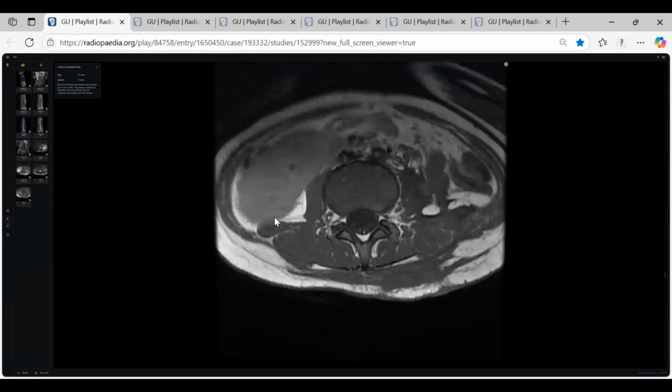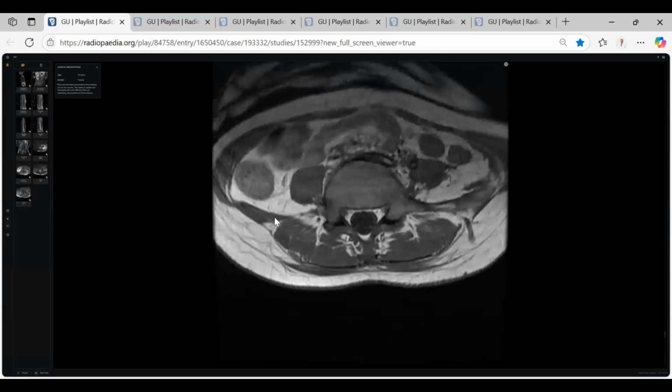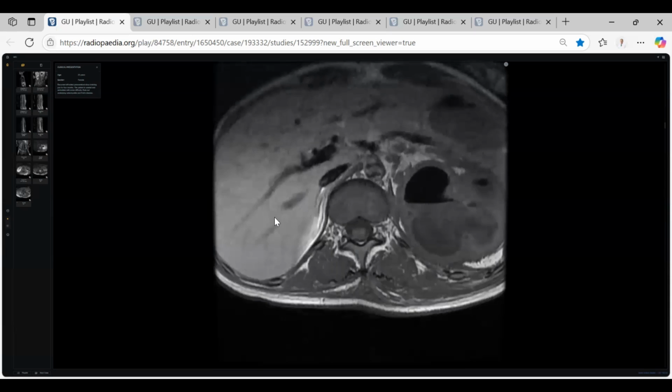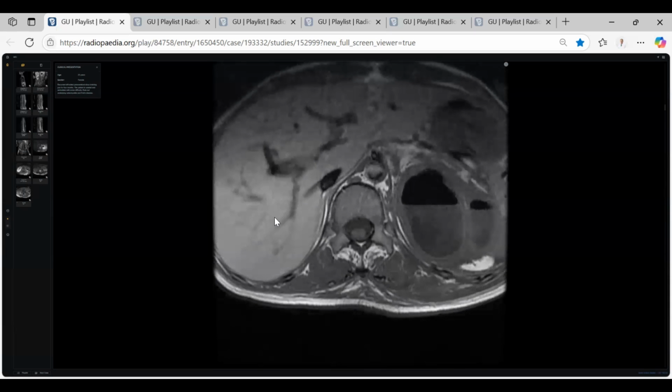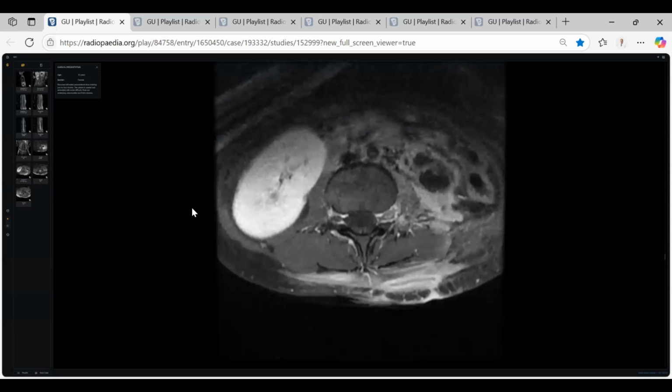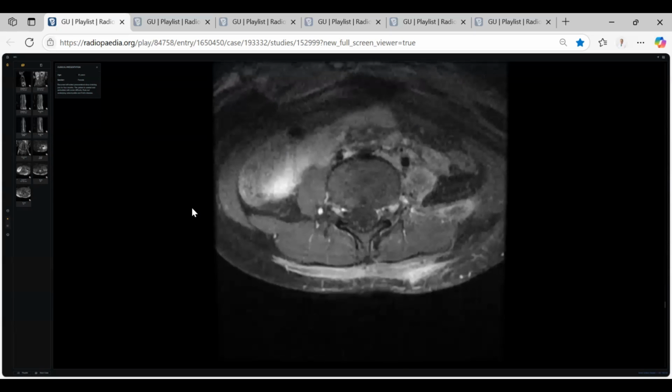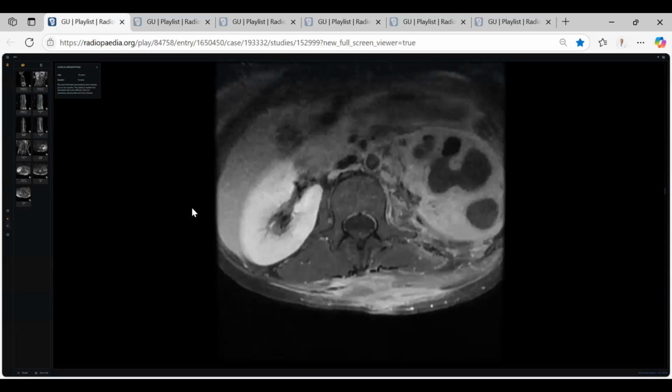See, this is T1. This is fluid. This is air. Air fluid levels are noted in the pelvicalyceal system, so it is most likely infection, which is leading to emphysematous pyelonephritis with significant fatty strandings in the perirenal area.